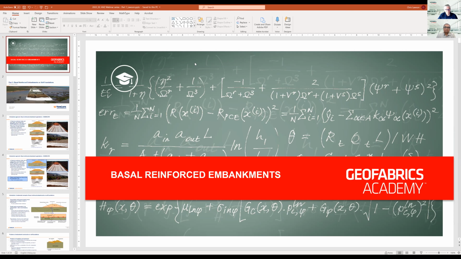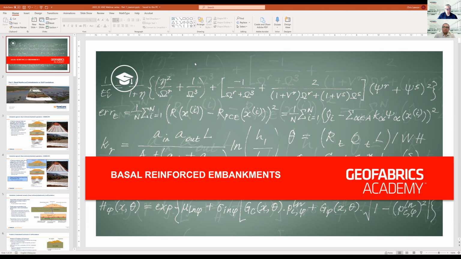Probably what you'll find is that the woven geotextiles end up being cheaper than geogrids, especially when you're requiring strengths of 200 to 400 or 500 kilonewtons per metre. And that's normally why the vast majority of basal reinforcement being used is woven polyester.